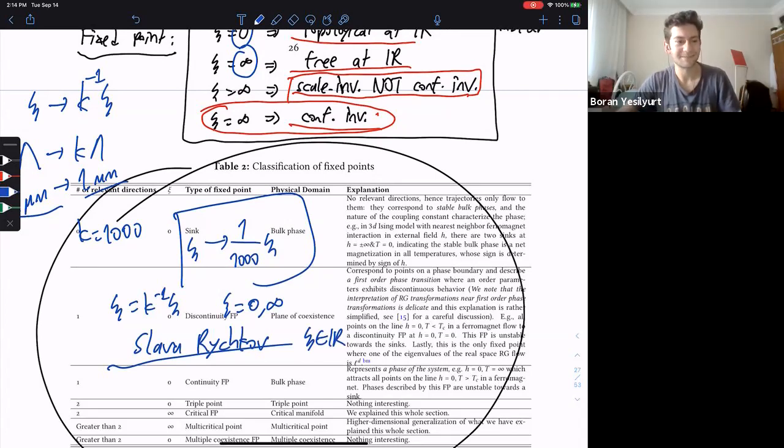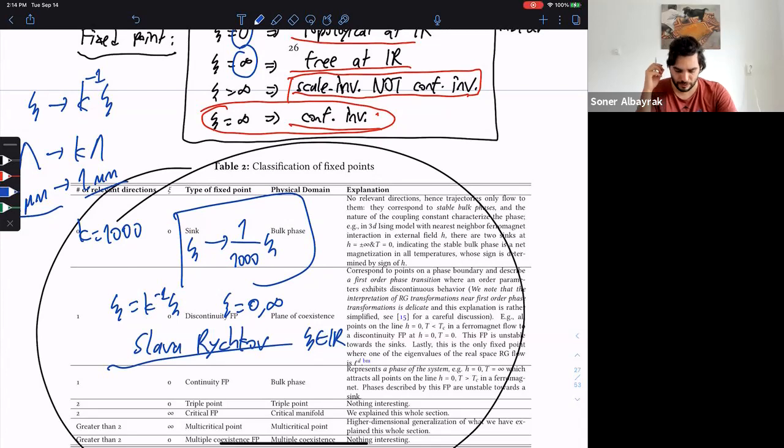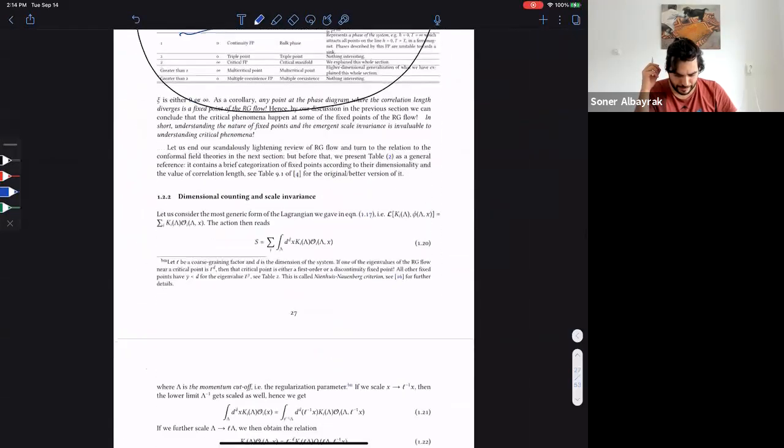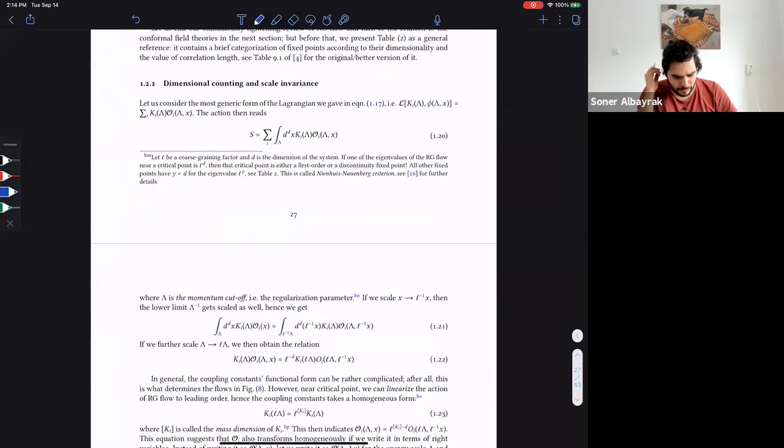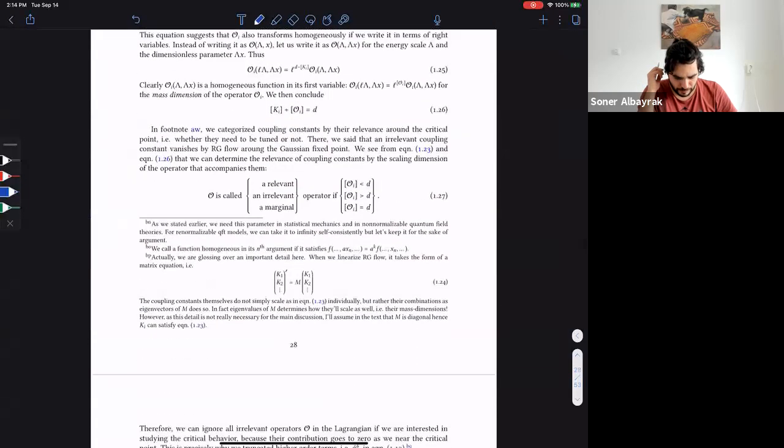Okay, thank you very much again. No problem. I have 1 minute left, so I think this is enough for RG flow. I guess tomorrow we can talk about dimensional counting, this stuff, like operators being relevant, irrelevant, etc.